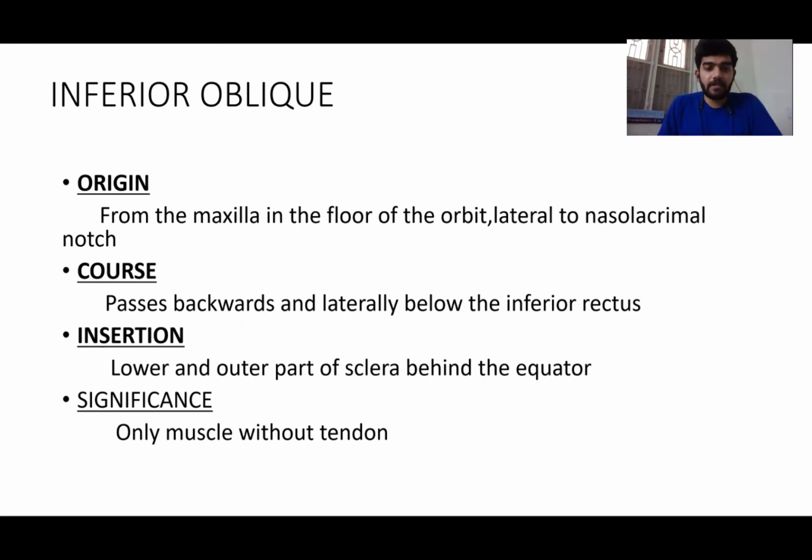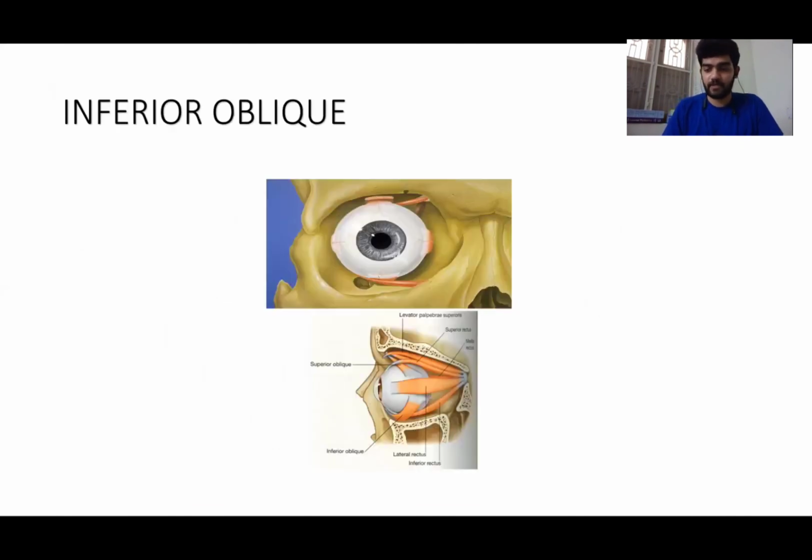And the inferior oblique origin is from the maxilla in the floor of the orbit, lateral to the nasolacrimal notch. It passes backwards and laterally below the inferior rectus. Insertion: lower and outer part of sclera behind the equator. Significance: it is the only muscle without a tendon.